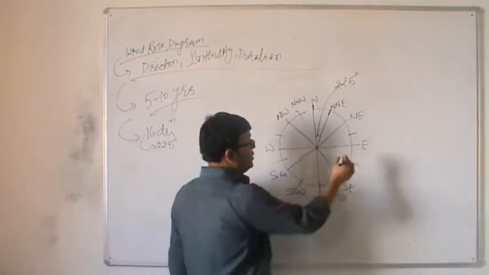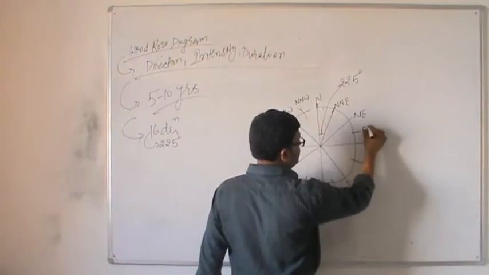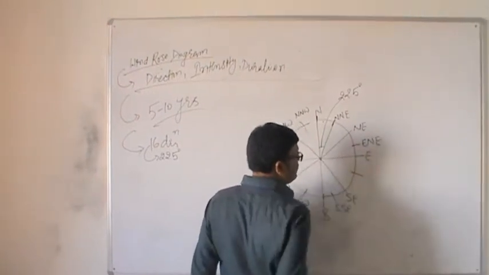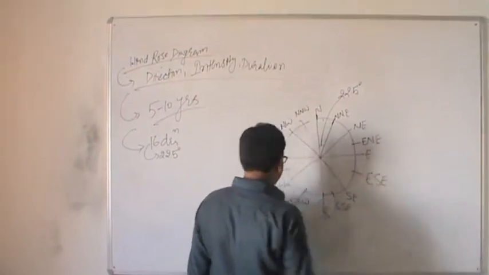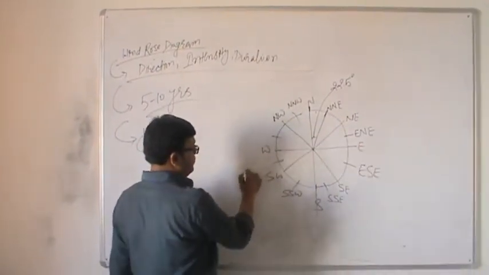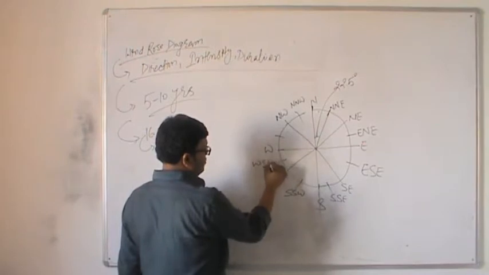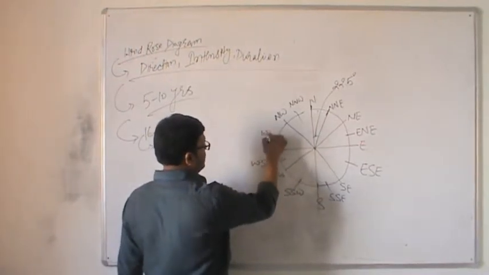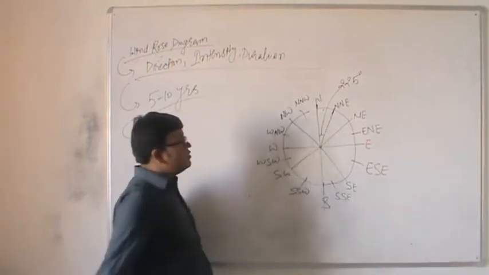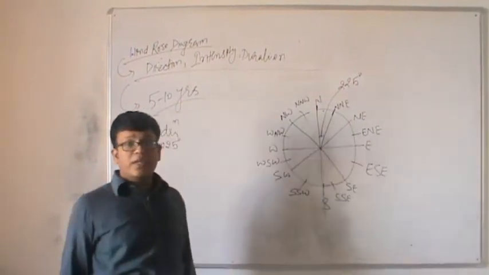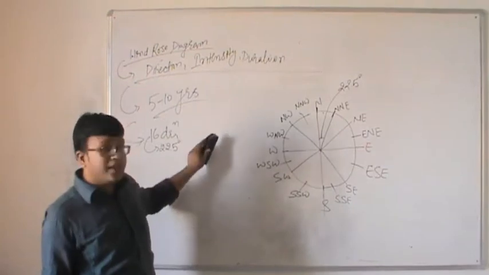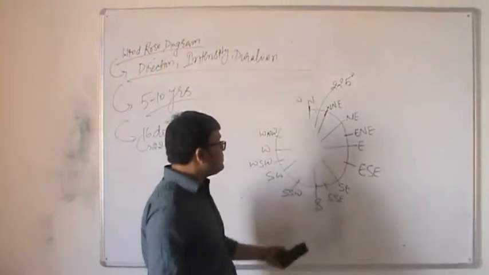And how do we speak about this? This will be east-northeast, this east-southeast, this direction west-southwest, while this will be west-northwest. So like this, we divide the whole area into 16 directions using an angle of 22.5 degrees. That is the wind rose diagram.